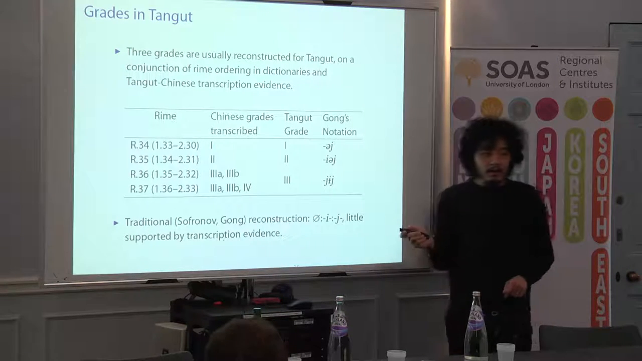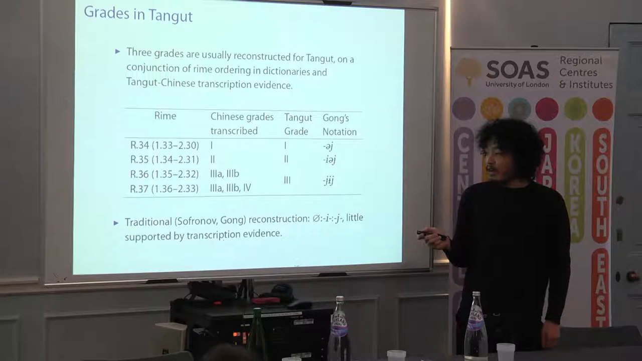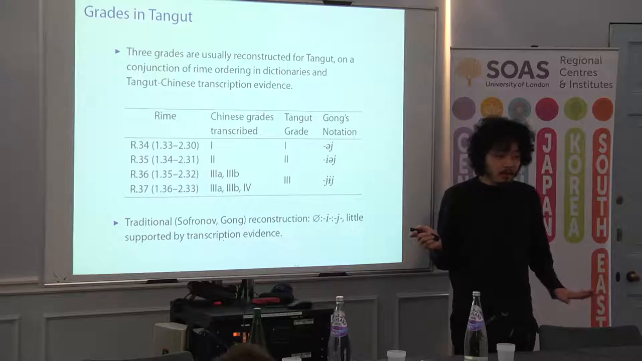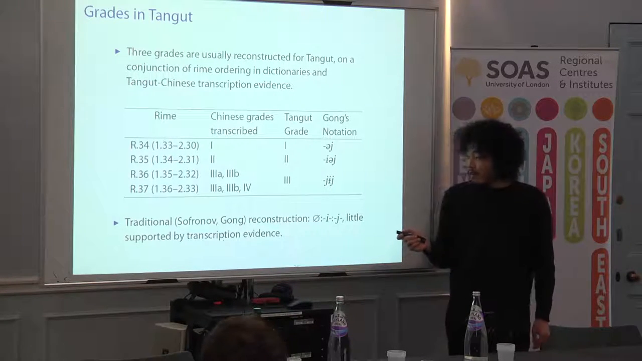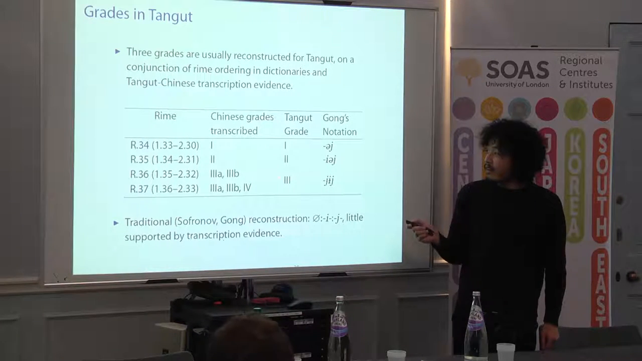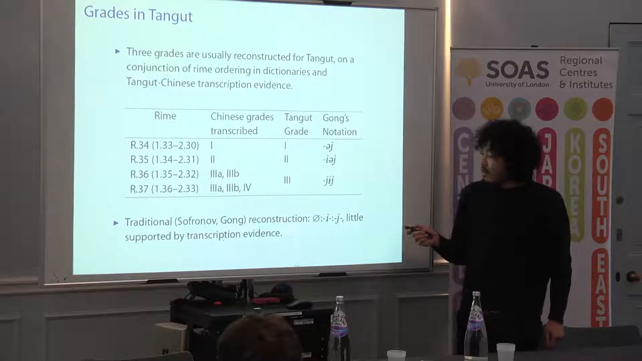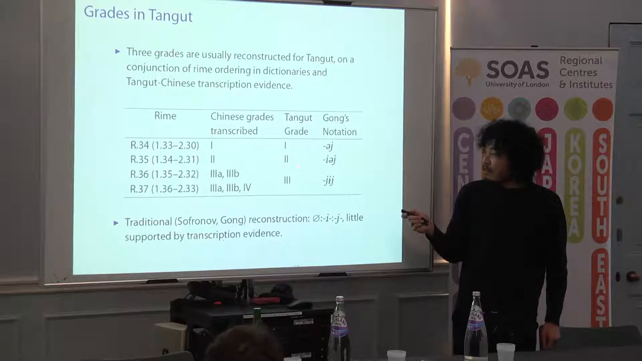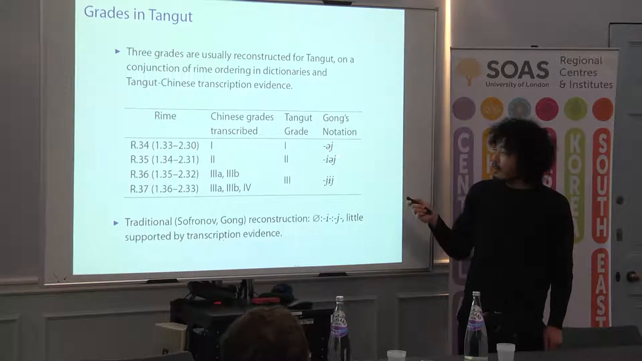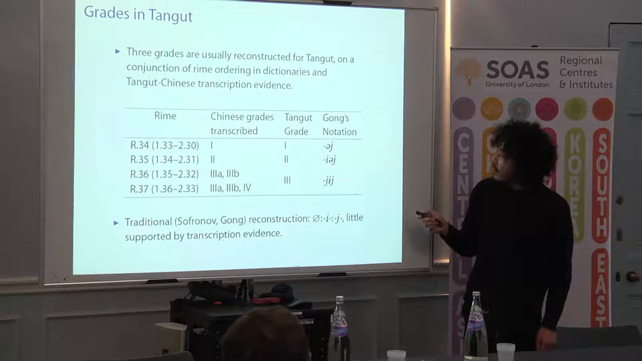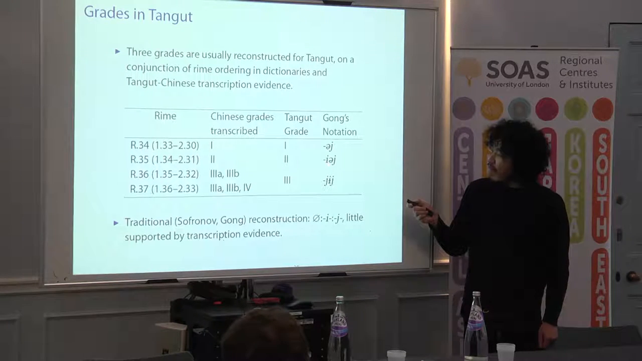So the traditional reconstruction of the value of the grades was made by Sofronov as a mirror image of the Chinese reconstruction of his day. He considered the grade thing basically a thing of medials. The first grade has no medial, the second grade has some kind of weak yod, and the third grade has some kind of strong yod. This is carried over verbatim by Gong Hwang Cheng, so you have the weaker yod represented by a vocalic e in his reconstruction, and the stronger yod represented by a real yod.